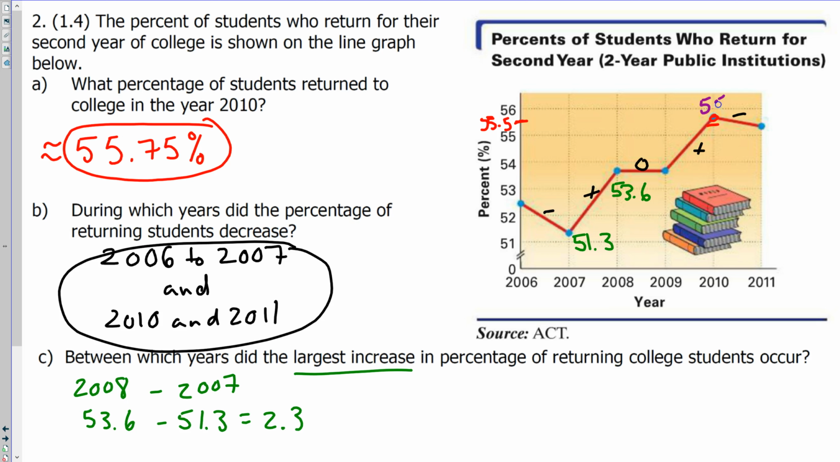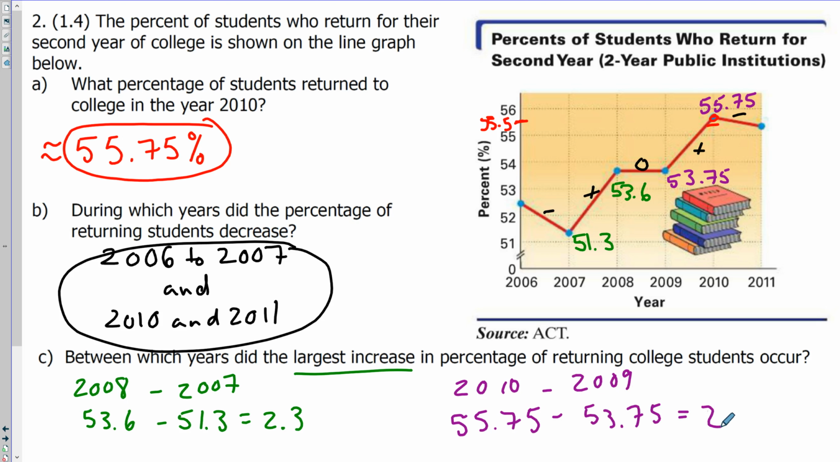I'll use the 55.75 I got here. And at 2011, that's a decrease here. So we want 2009. So 2009, I'll call it 53.75, something like that. So from 2010, which we said was 55.75, to 2009, which was 53.75, we're seeing about a change of 2.